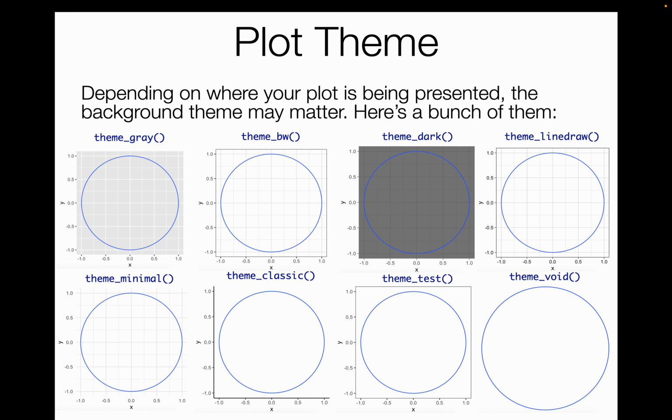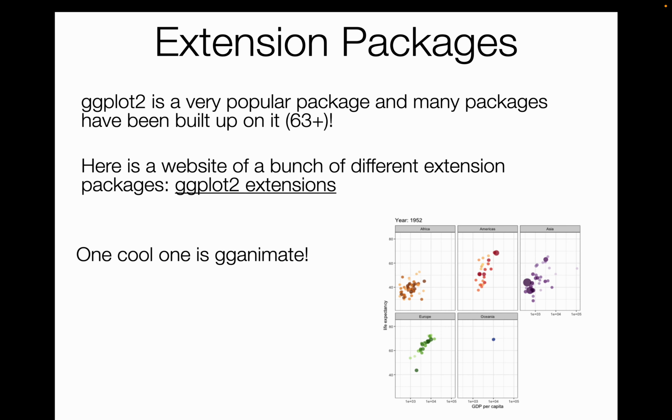Lastly are the themes. Depending on where your plot is presented, some people don't like the gray theme. I personally don't like the gray theme, which is the default theme. So you can change your themes. The theme that you'll see me use a lot is theme BW, the second one over. And so you just add that function onto the end. So you just plus theme whatever to get the correct theme. Okay.